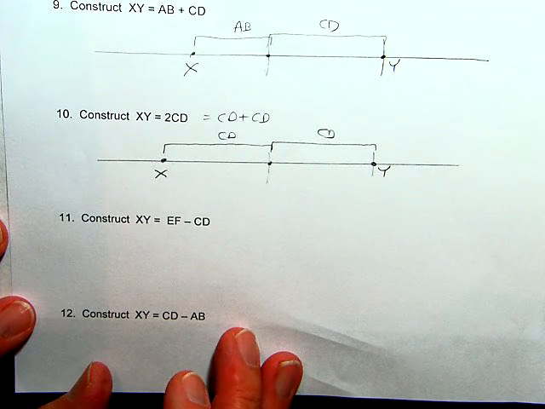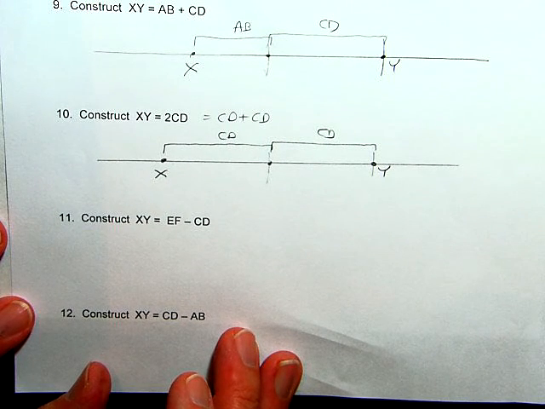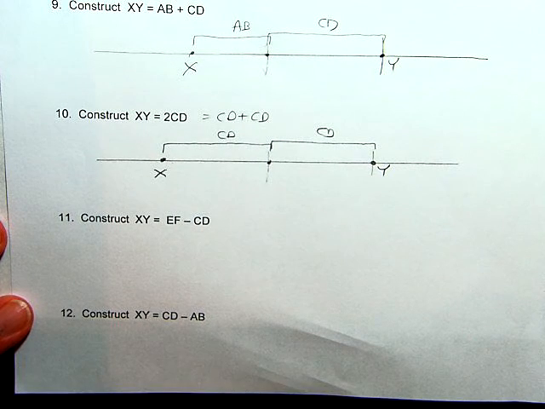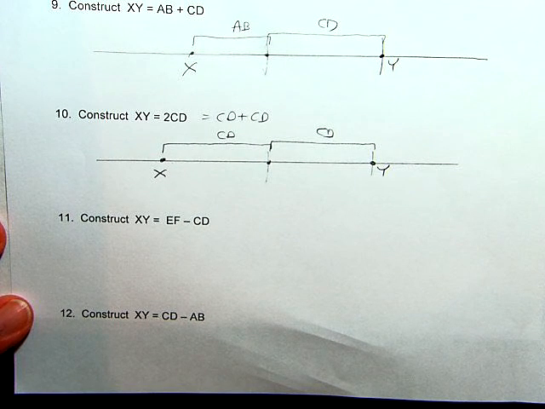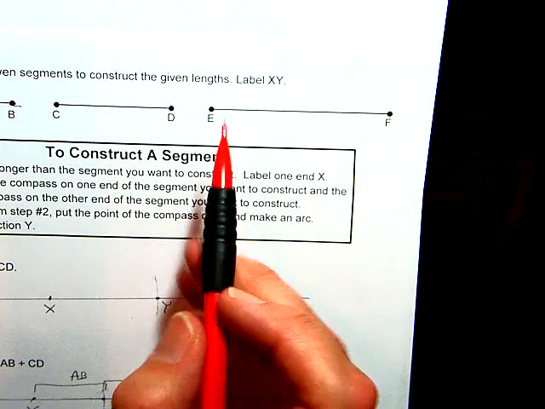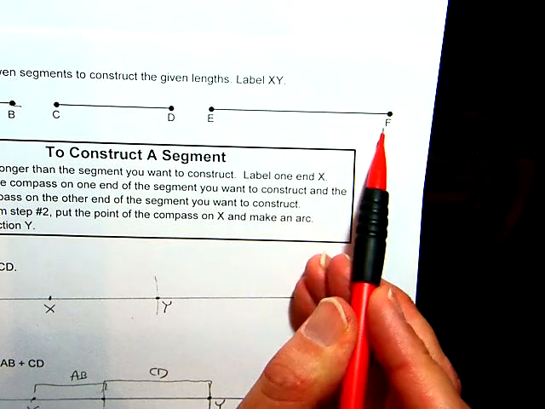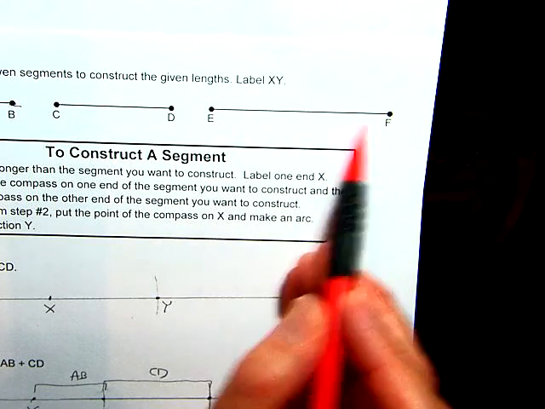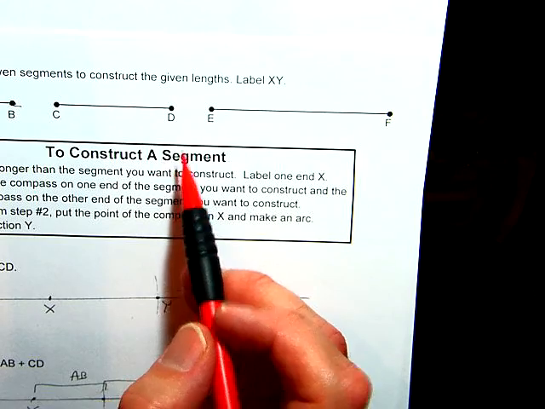Okay, construct XY where it is the difference between EF minus CD. Okay, where it is a line segment whose length is equal to the length of EF minus the length of CD. So let's take a look at EF and CD just to see what we're talking about. And you can see EF is longer than CD, right? So EF minus CD is going to be a positive length.